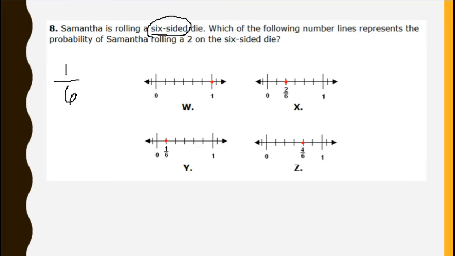And so then now you need to look over here at these number lines and see which one is represented like that. And you can see it here. So then you would choose Y.